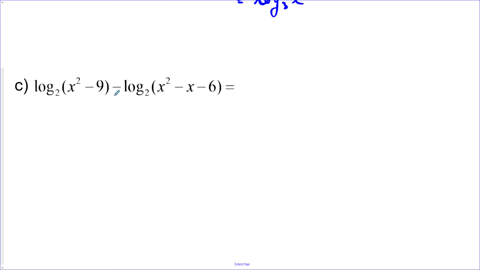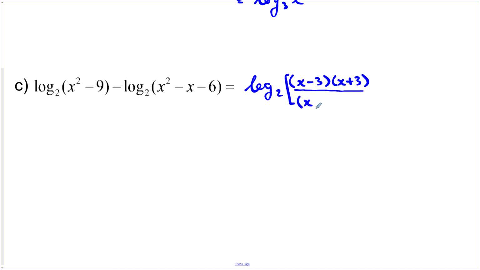So let's put these together using our log law. We've got log base 2 of x squared minus 9, and I'm going to factor that into x minus 3 and x plus 3. And this is minus, so that means I'll be dividing by this quadratic here. And I'm also going to factor this quadratic here, so put some brackets to show this is all together.